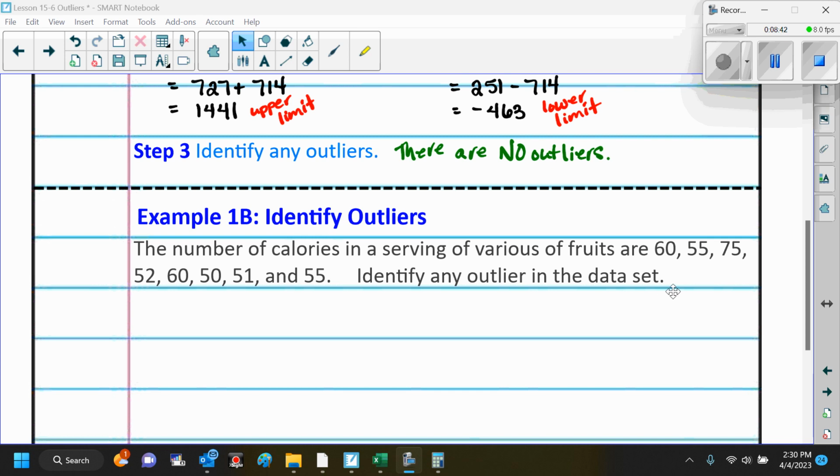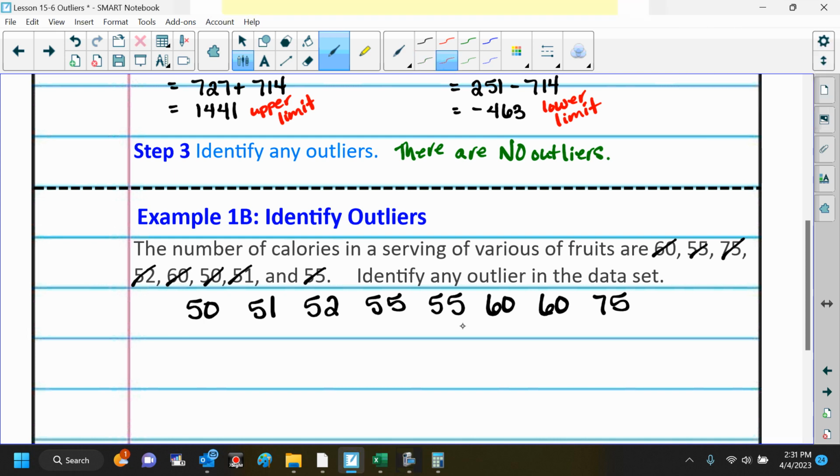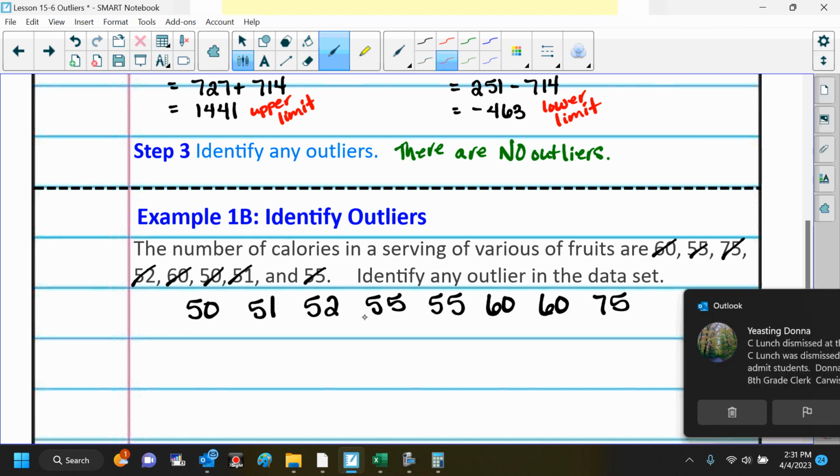So here it says the number of calories in a serving of various fruits are as follows. We want to identify any outliers in the data set. So the first thing we need to do is put the data in order from least to greatest. Okay, so there are 8 numbers here, so we are going to have 2 middle numbers. So 8 divided by 2 is 4, so that's 1, 2, 3, 4.